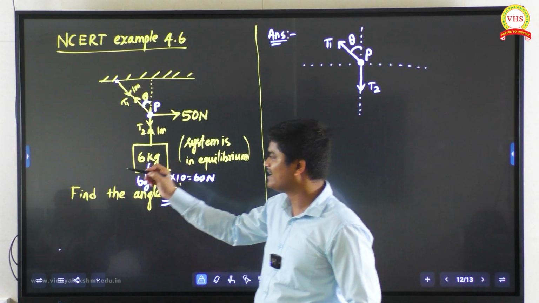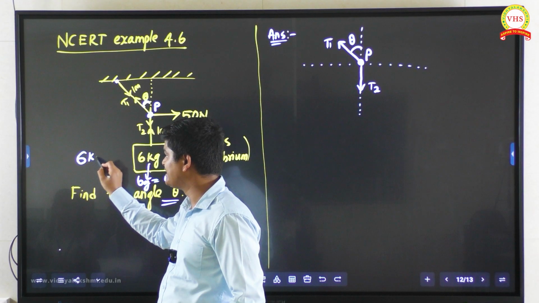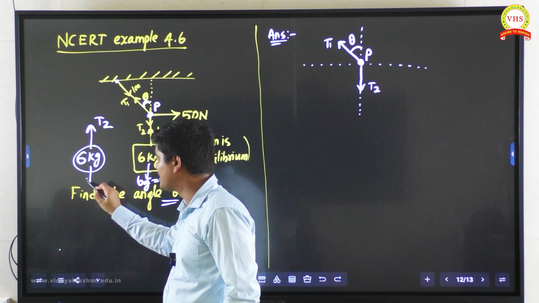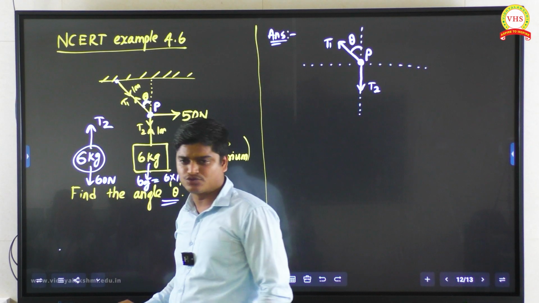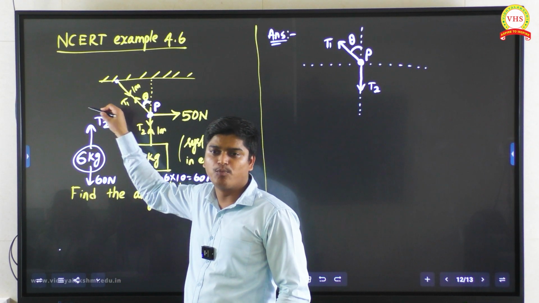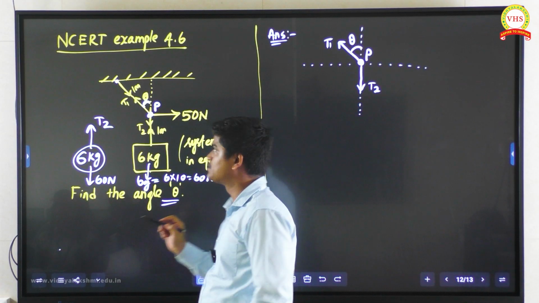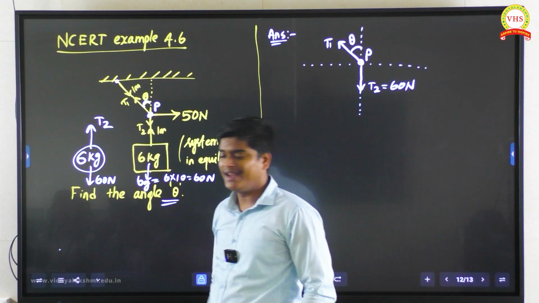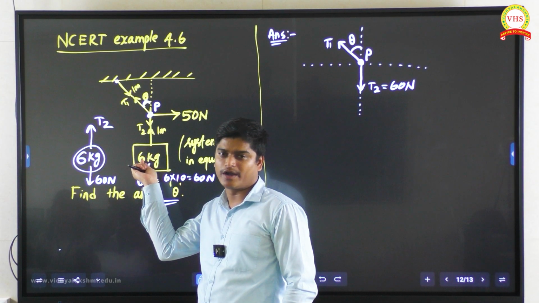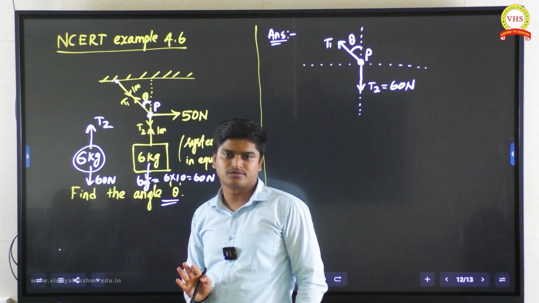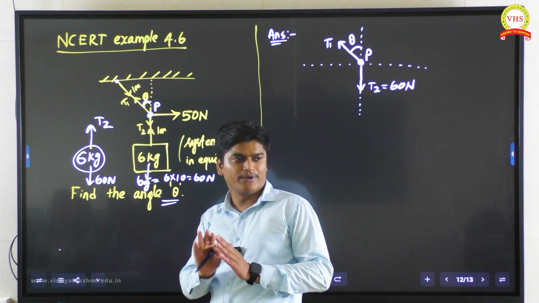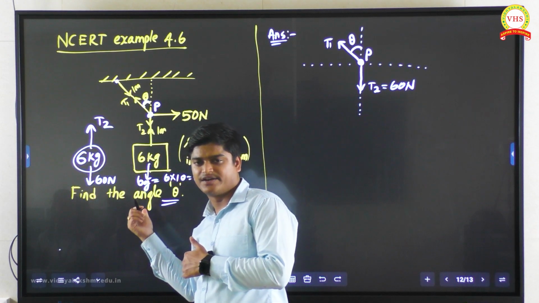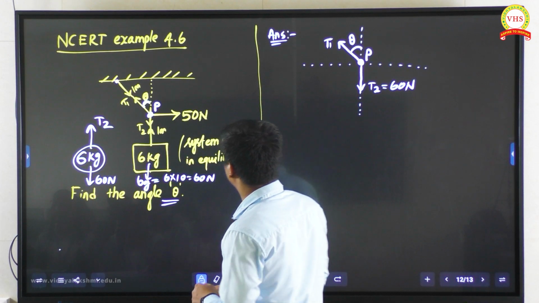Why? If a particle is in equilibrium, suppose this 6 kg is in equilibrium, then whatever force is acting in the upward direction, T2, and whatever force is acting in the downward direction, 60 Newton, will be equal. Upward force should be equal to downward force. That means this T2 value is 60 Newton, because this particle is in equilibrium. Clear idea? This is the equilibrium concept. And if some force is on the left side, that should be equal to the right side force. Yes or no? So remember that concept.